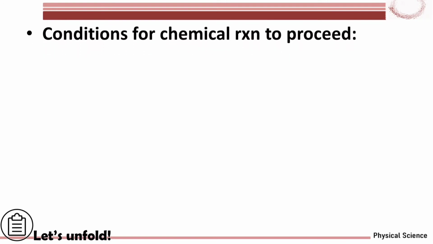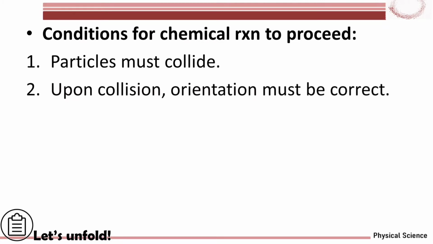So, talking about the conditions for a chemical reaction to proceed. One, there must be collision. Kasi without the collision, following the collision theory, walang energy na mag-activate para ma-break yung mga bonds. Because for that to happen, kailangan nila magbanggaan. So, hindi sapat na mag-collide lang sila.